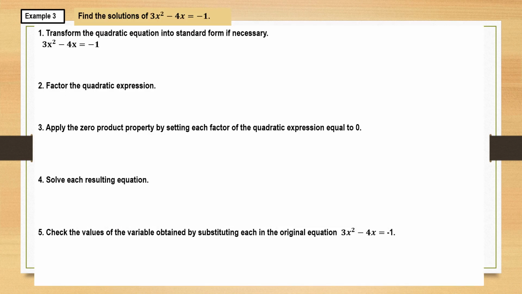Example number 3. Find the solutions of 3x squared minus 4x is equal to negative 1. So step 1, transform the quadratic equation into standard form if necessary. So we will move all terms to the left side of the equation. We now have 3x squared minus 4x plus 1 is equal to 0.